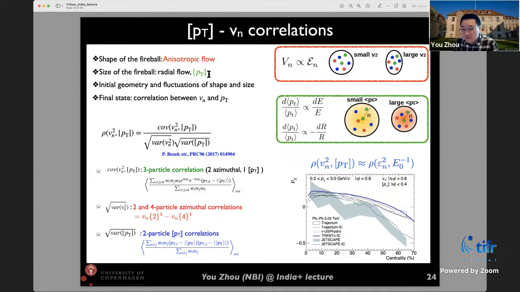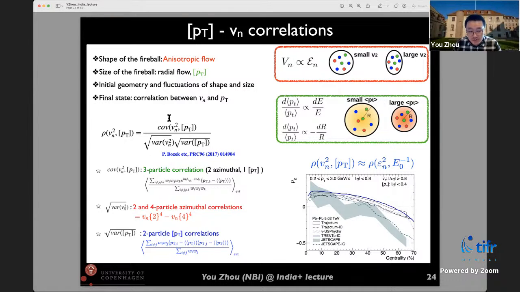And in fact, we also have different measurements of mean pT, the mean transverse momentum of the produced particles, which is very sensitive to the system size. So for a fixed multiplicity, a certain number of particles, if you have a small mean pT, that means the size of the fireball is large. And if you have a large mean pT in the final state, you will know the size of the fireball is small. So how can we use such information? It was proposed by Piotr Bozek that we can study the correlation between v2 and mean pT.